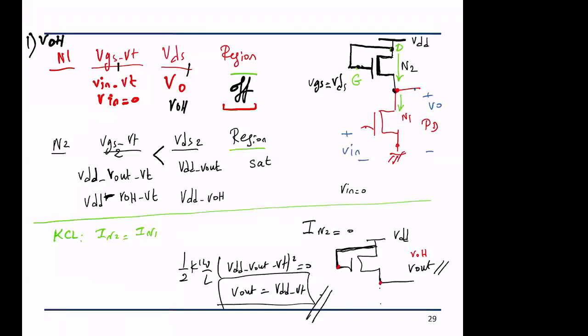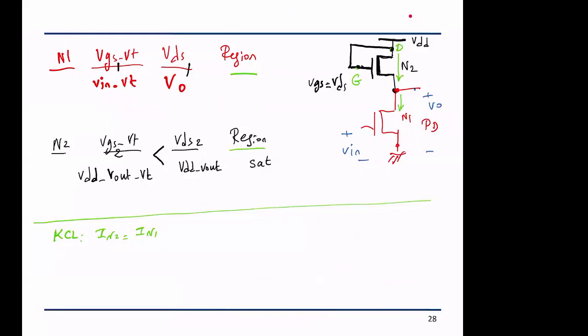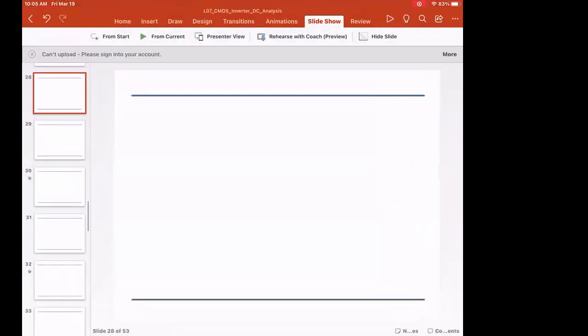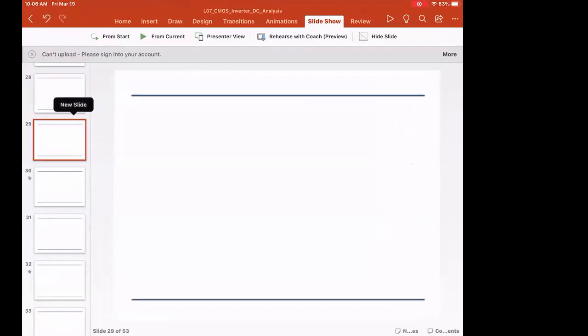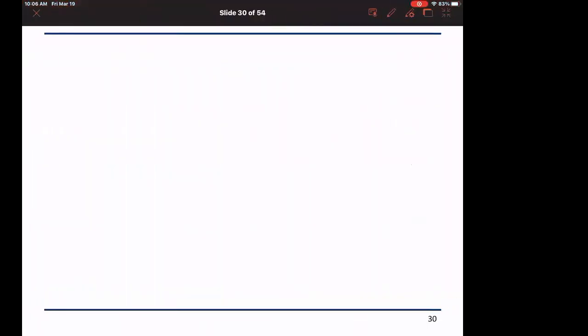I can solve for VOL and I can solve for VM. Okay, so for example, to solve for VOL for this circuit, what I can do is set the input now to VOH.